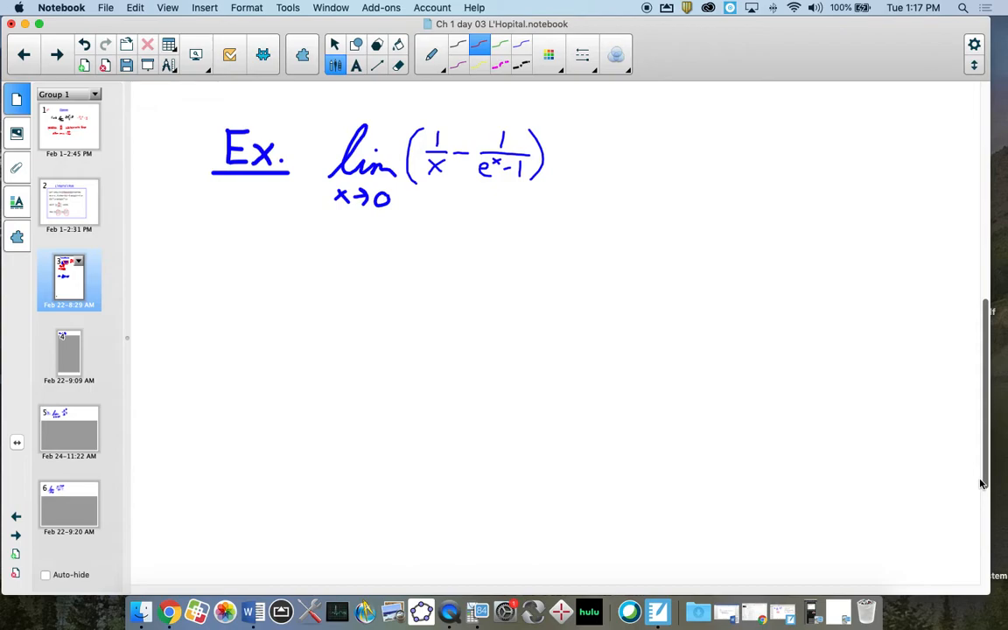So people tend to get a little too excited about L'Hopital's rule, as some of you have seen earlier in the year. And when you look at this problem and you try and plug in 0, that's the first thing we always do. You get 1 over 0, that's no good. Minus 1 over 0, that's no good.